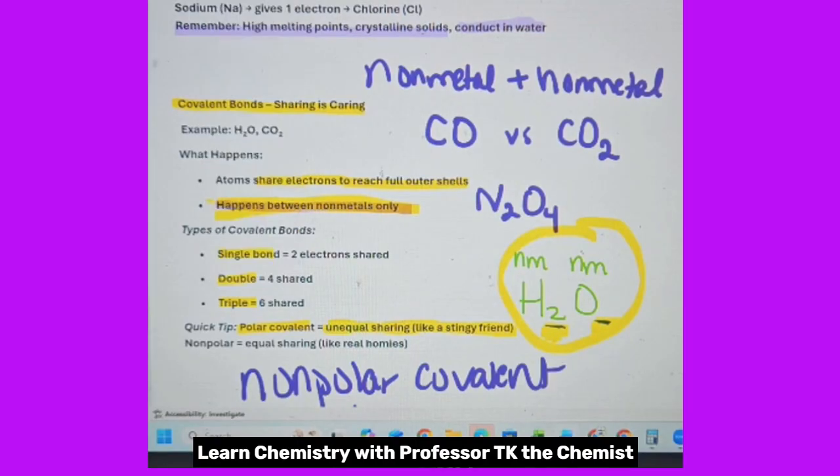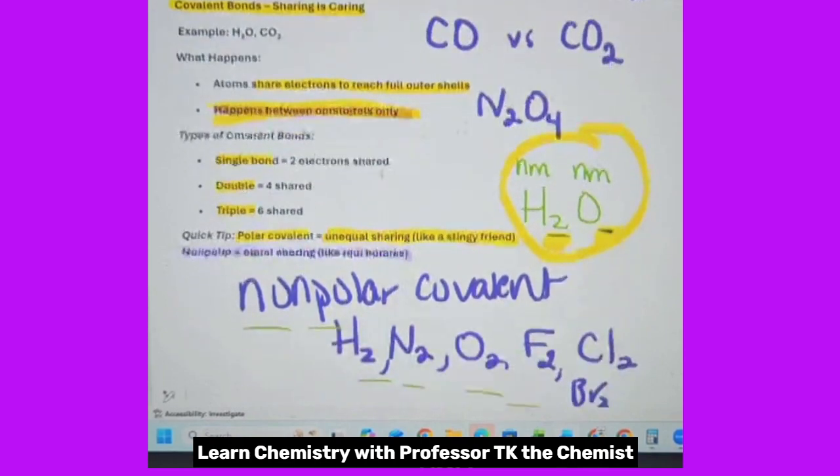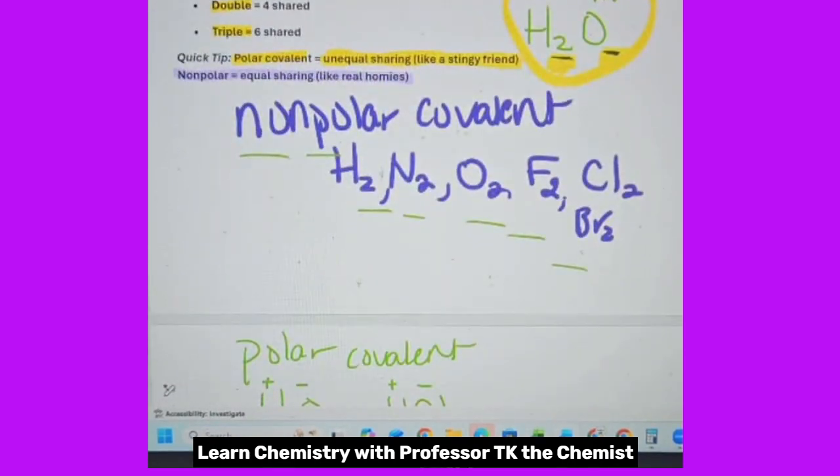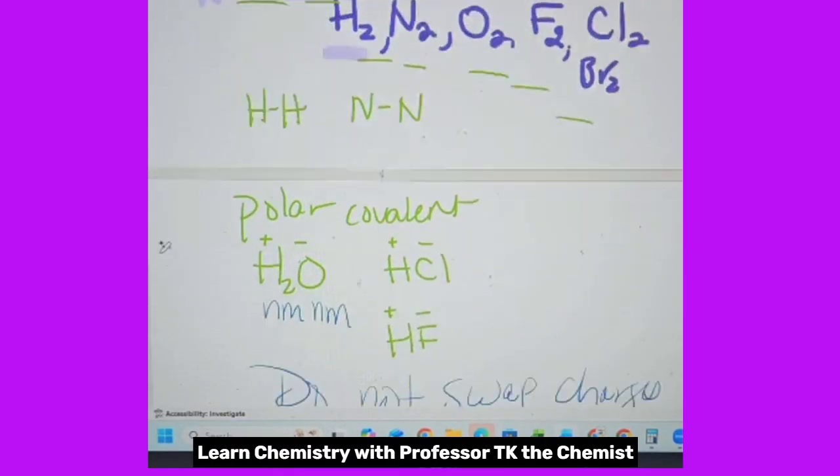However, nonpolar means I'm going to share equally. Why? Because we are stuck together. So here's an example of what I mean by sharing equally. Remember how I said there are 7 elements that share equally? Right here. Nonpolar. We're stuck together. Hydrogen is attached to hydrogen. They're like Siamese twins, stuck together. Nitrogen attached to nitrogen. Okay?